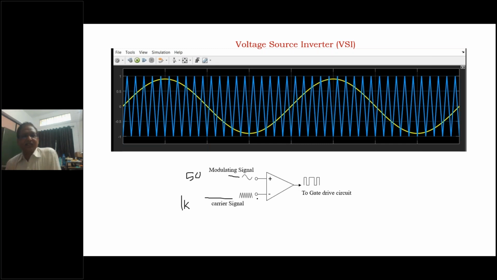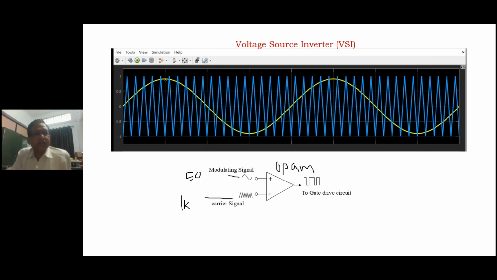Here what we did, we have given a sine wave. We are going to compare the sine wave with the help of an op amp. Right? So see here what happened.